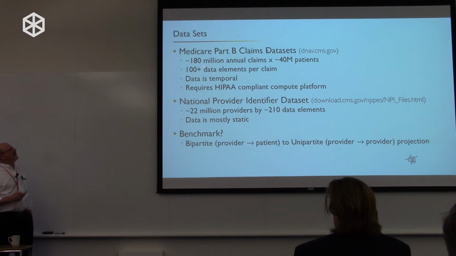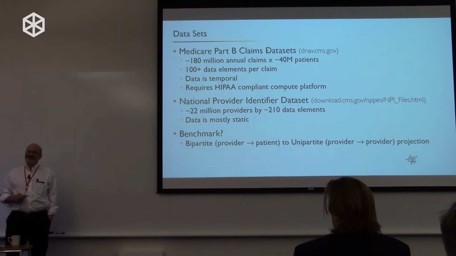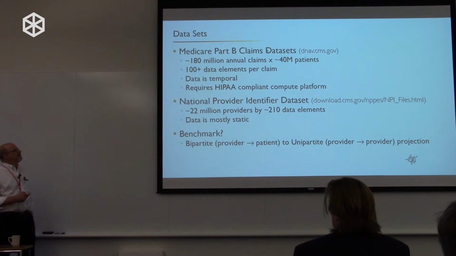So if you've got 180 million claims, you need a restricted area where you can run your software on high performance computing and other folks can't get to it, and there are certain requirements for those systems. There's the national provider data set, which should be 2.2 million providers by 210 data elements. That data is messy, and doesn't change very much.